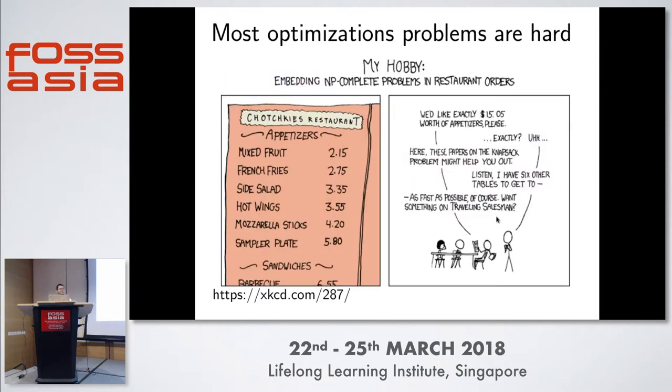Most optimization problems you encounter in the real world are more like the latter ones. They are fairly complicated and there are no fast ways to solve them, none that we know of anyway. This is an XKCD comic that describes this problem. Usually we have many different real-world constraints, and adding all these constraints makes the problem hard from a computational perspective.